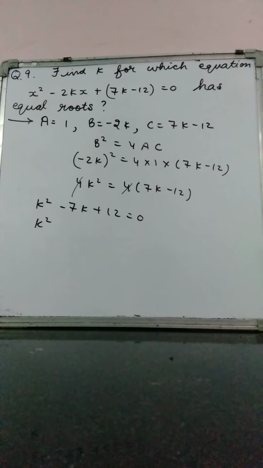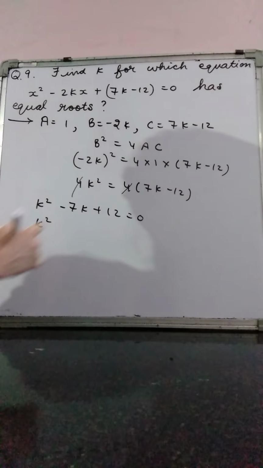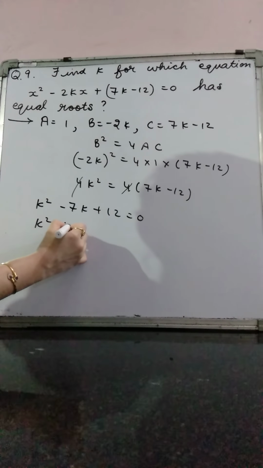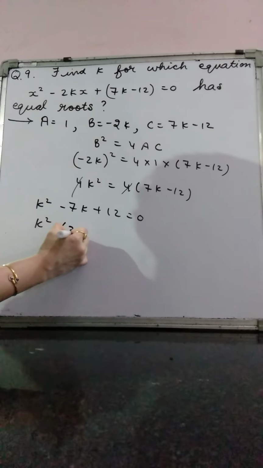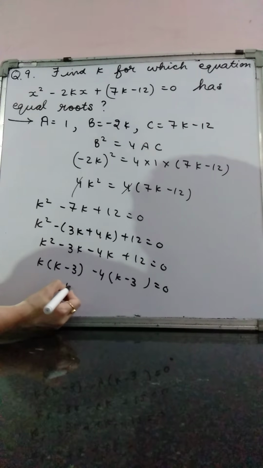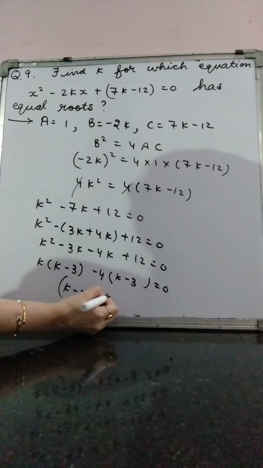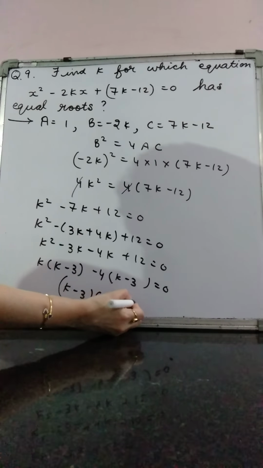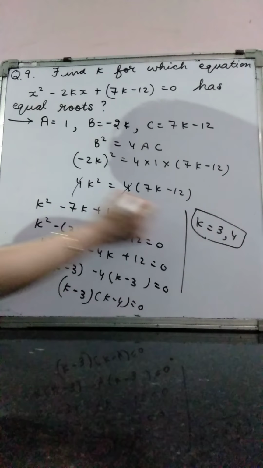Now apply splitting the middle term. The factors of 12 are 3 and 4 and the sum of 3 and 4 is 7. Minus 3k minus 4k plus 12, k minus 3, k minus 3 minus 4, k minus 3 and k minus 4. So the values of k are 3 and 4. This is the answer.